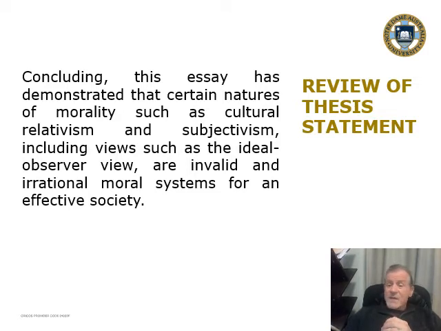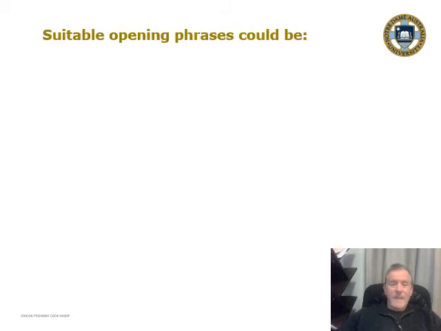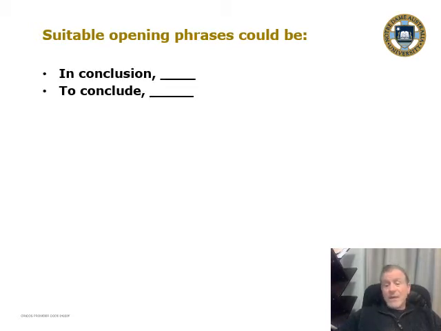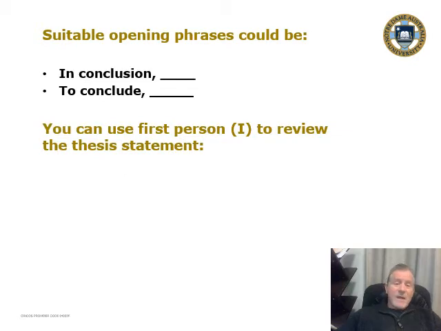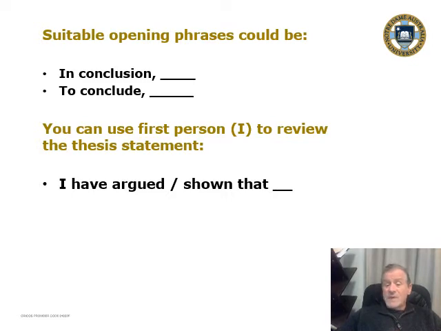So, the first sentence here goes back to the main point of the essay, the thesis statement. What has this essay done is the key point here. To open up, this student used the word concluding, but very commonly we see in conclusion or to conclude, followed by a comma. As I've mentioned before, it's acceptable to use the first person, I, in your writing in philosophy. That was not used in the example we saw, but it would be perfectly possible to say, in conclusion, I have argued that, or I have shown that.